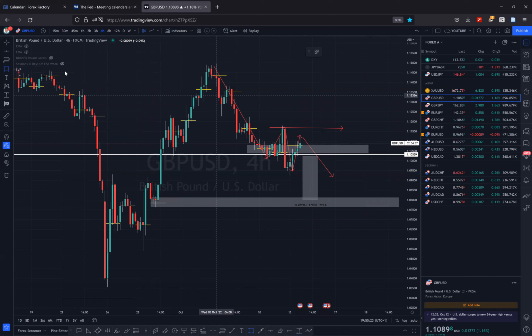GBPUSD. Again, just like we saw on gold, we have this point of interest here. So in case this high is taken out, our next point of reference would be here to grab liquidity at this level here, 1.13273.